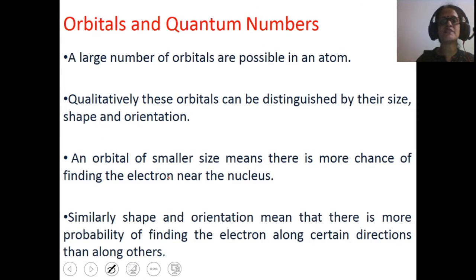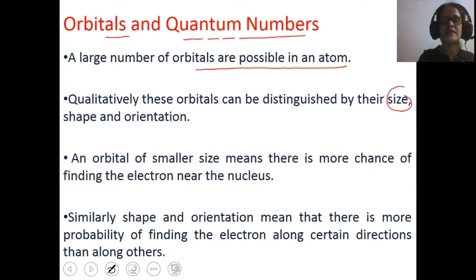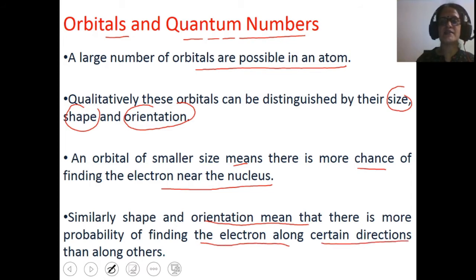So first of all we will see what are orbitals and what are quantum numbers. Children, a large number of orbitals are possible in an atom, and these orbitals can be distinguished by their size, shape, and orientation. An orbital of a smaller size means there is more chance of finding the electrons near the nucleus. And if an orbital is of larger size, it means it is present away from the nucleus. Similarly, shape and orientation mean that there is more probability of finding the electron along certain directions than along others.